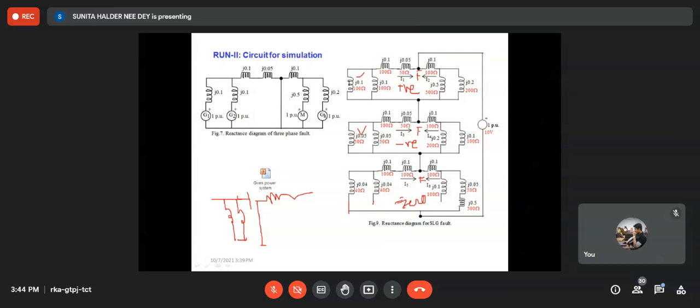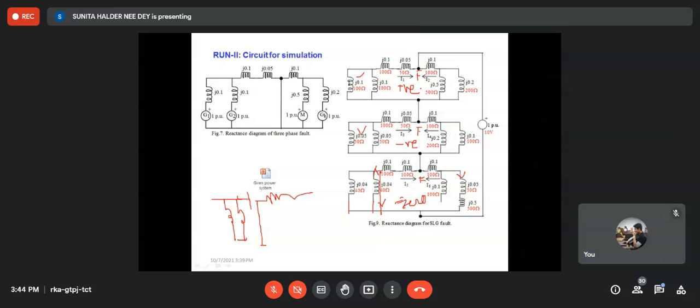This side is right. This should be shorted because the generator is grounded, but this transformer is delta connected. So there will be no line current, but this point of transformer will be grounded. Would you understand? Yes, ma'am. So in this way, this will be one current and this will be the other current.